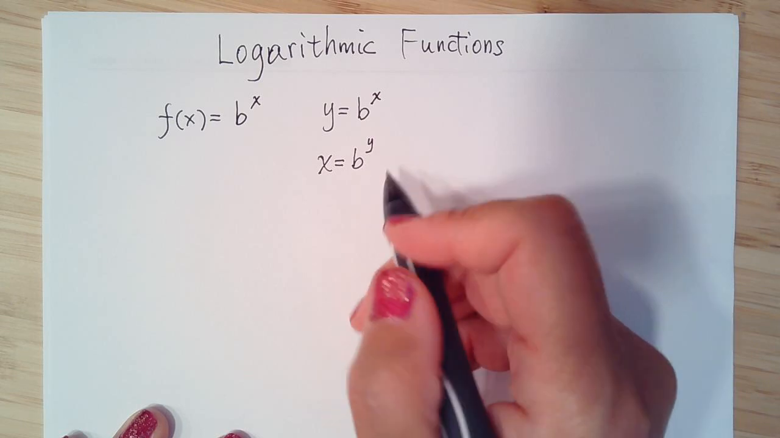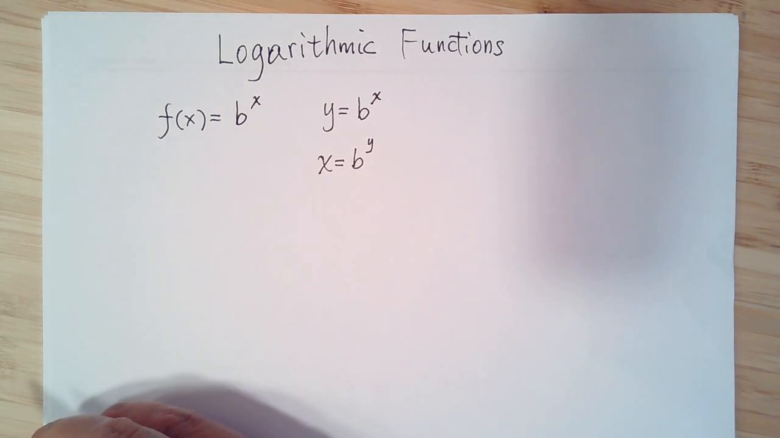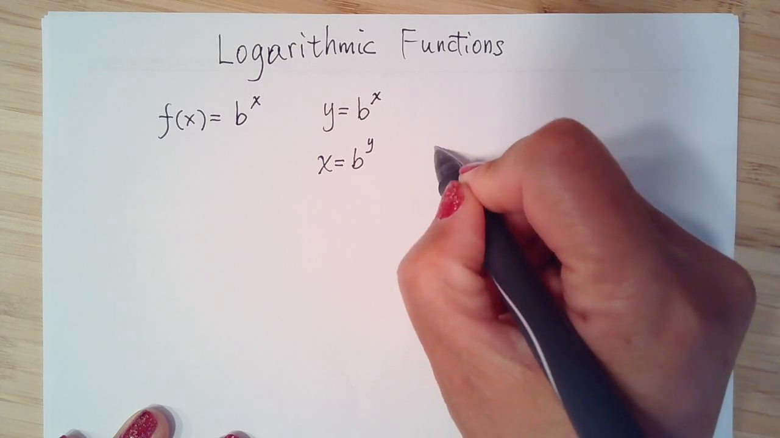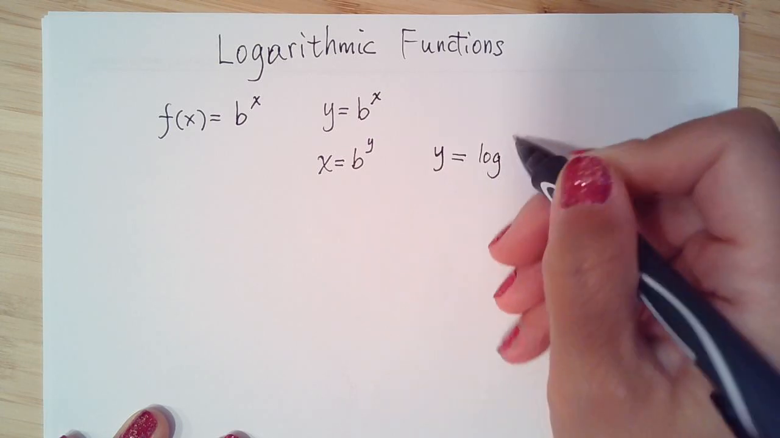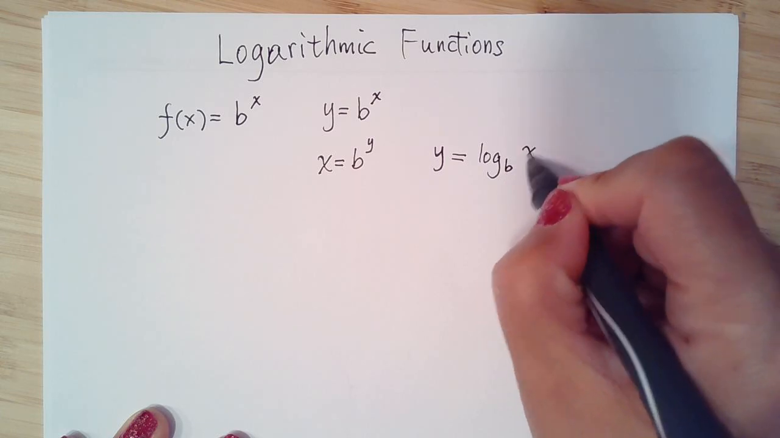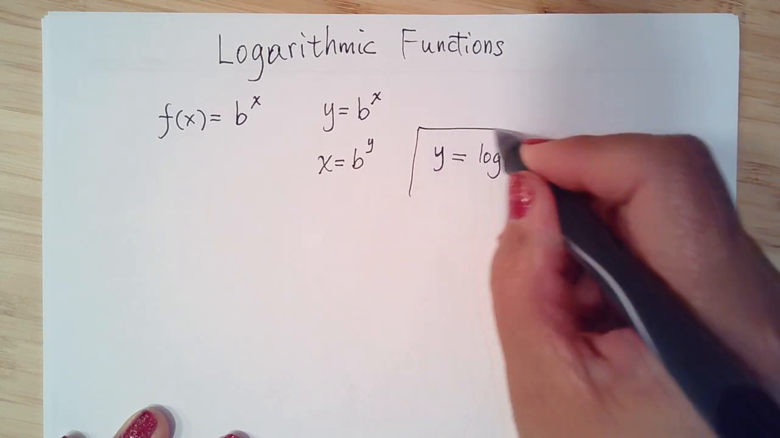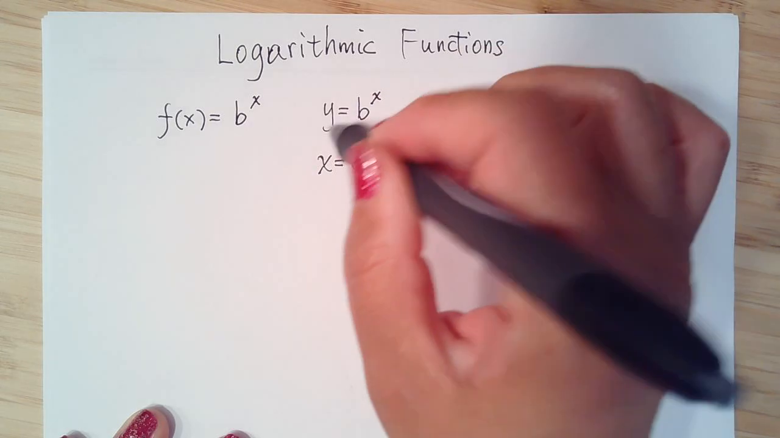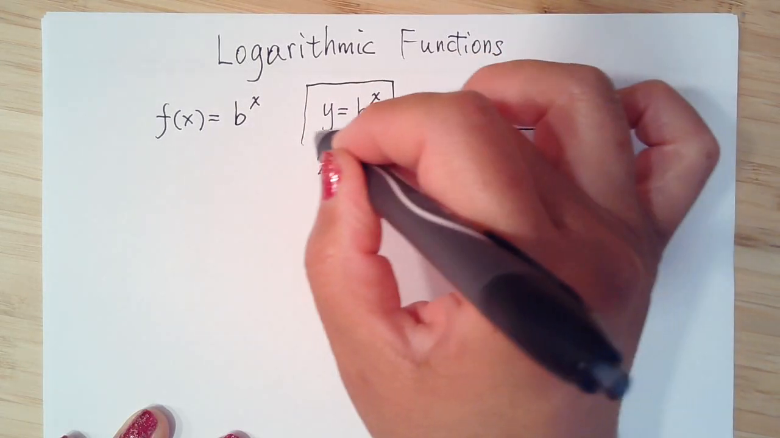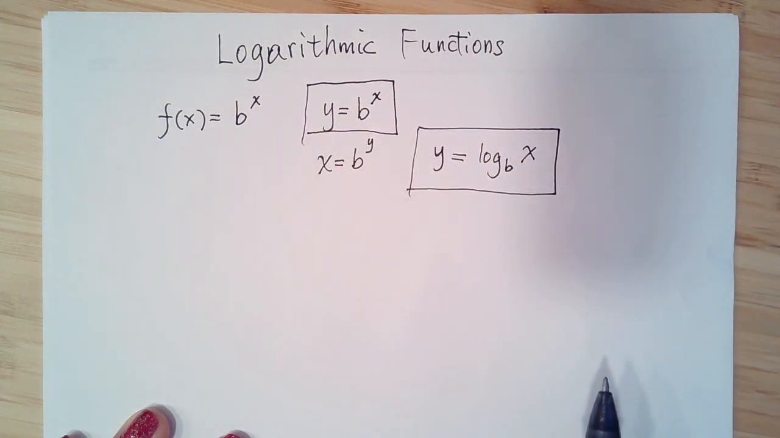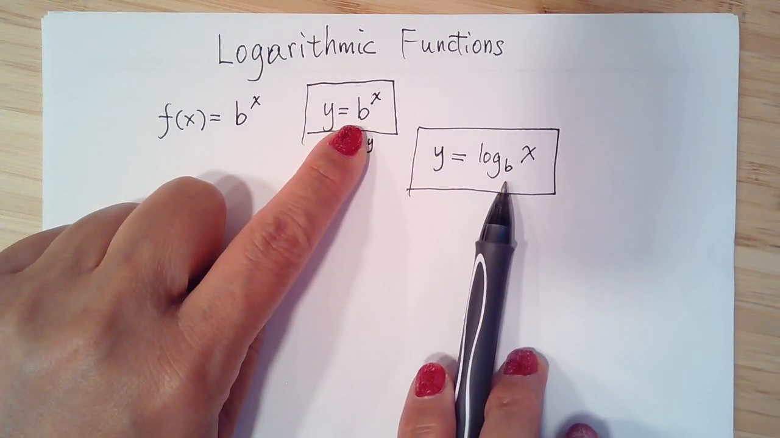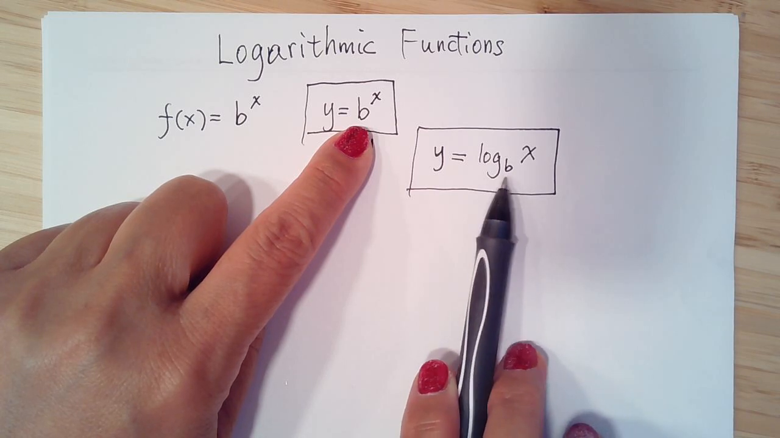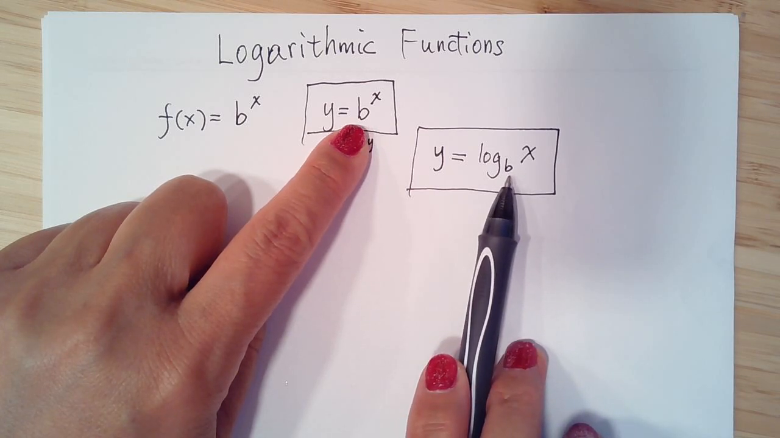We need to take log on both sides. Therefore, I get y equals log base b of x after I switch it. So this one is the log function, and this one is the exponential function, and they are inverse functions of each other. If you compare these two, did you notice that b and b here? B is the base of the log and also the base of the exponential.